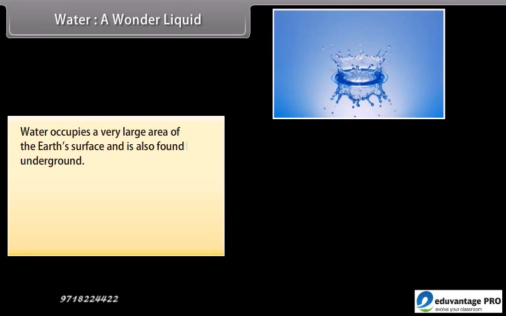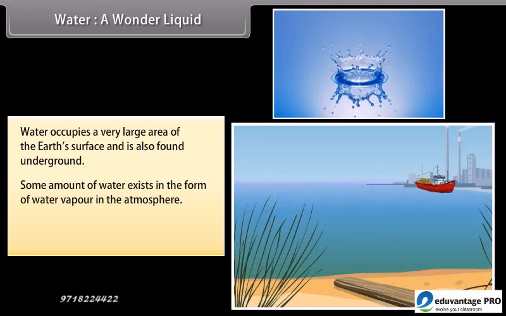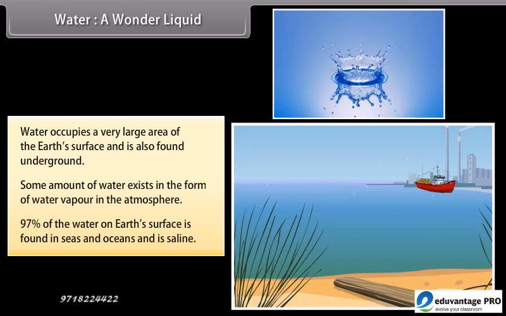Water, a wonderful liquid. Water occupies a very large area of the Earth's surface and is also found underground. Some amount of water exists in the form of water vapor in the atmosphere. 97% of the water on Earth's surface is found in seas and oceans and is saline.